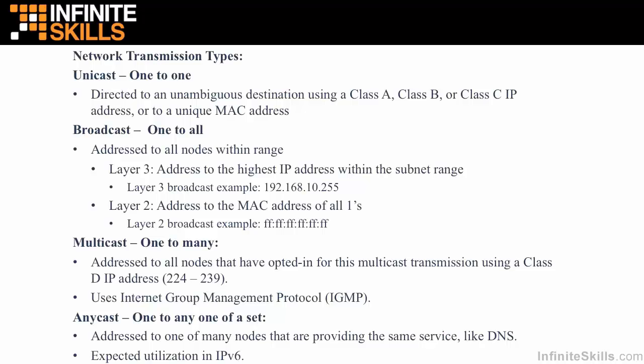Now, this is typically performed by transmitting from a class A, B, or C IP address to a destination class A, B, or C IP address. However, it is also possible to send out a unicast to an unambiguous and unique MAC address. However, I'd say that's not as common as from a single IP address to a single IP address. So a unicast is from one node to a specific single destination node, and this is the way many of our network communications occur today.